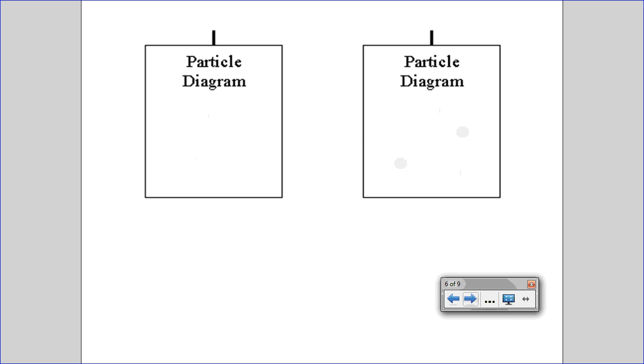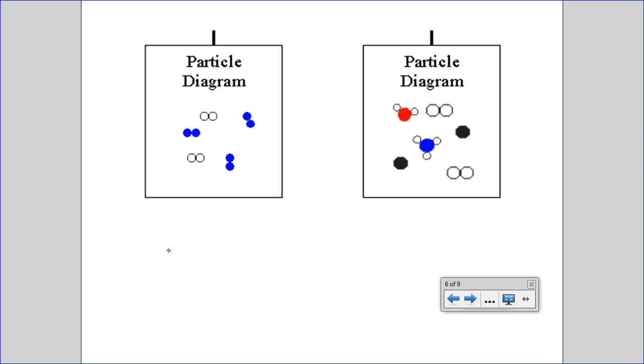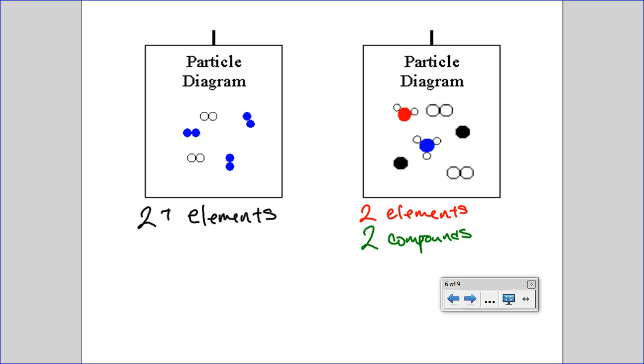We're going to look at our mixtures and see what particle diagrams would look like. On the left-hand side, you can see that it's a mixture of two different elements. Two or more elements in this particular mixture. And on the right-hand side, you can see 2 elements and 2 compounds. This would be more of a heterogeneous mixture on the right, and a homogeneous mixture on the left.